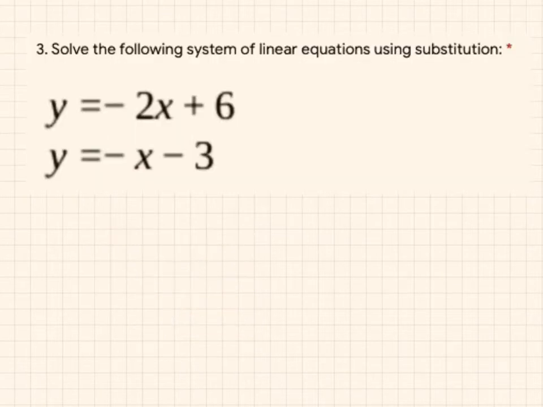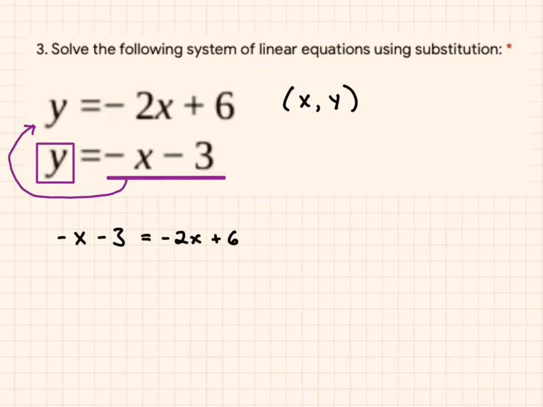For number 3, solve the following system of linear equations using substitution. So I'm looking for the coordinate x comma y that satisfies both of these. So I'm going to try substituting what y equals into the other equation. I'm getting rid of my lowest value of coefficient of x, and in this case it's negative 2x. So I'm going to add 2x to both sides.